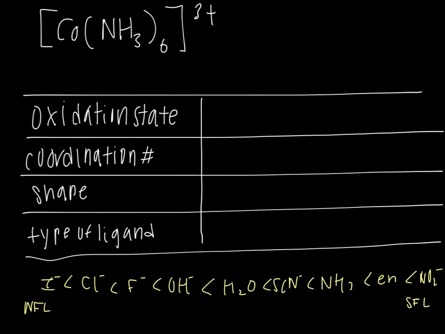This is our complex ion. Before we draw anything, we can identify a few things just by looking at the compound alone. First, we can find the oxidation state of the metal cobalt. This helps us determine how many electrons are in the d orbital. In this case, cobalt is 3+. Therefore, it has 6 electrons in the d orbital.